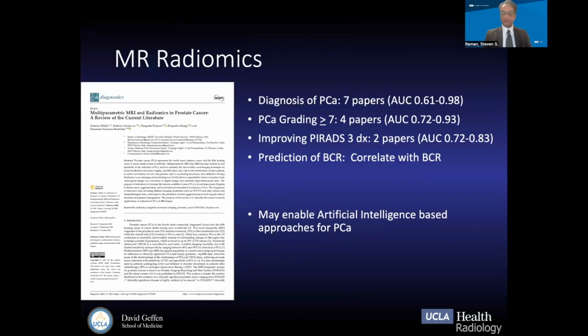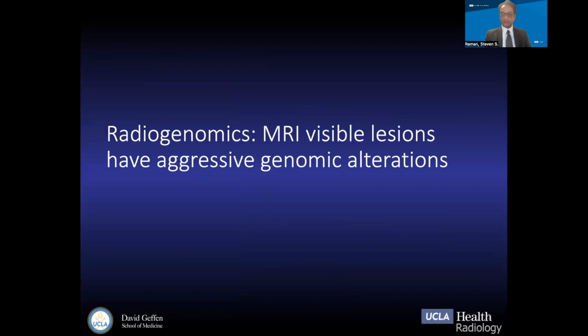In this review article, it's been shown that radiomics improves diagnosis of prostate cancer grading, and then enables us to look at PIRADS 3 lesions and improve their detection and diagnosis and predict BCR. So all of this enables artificial intelligence-based approaches to supplement our visualized diagnosis of prostate cancer.